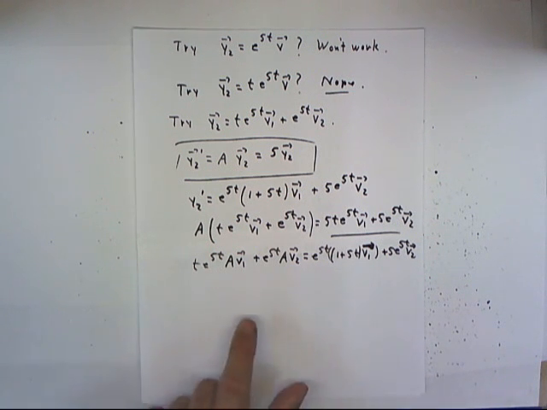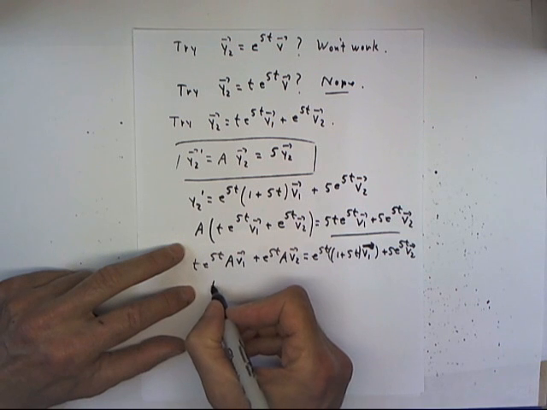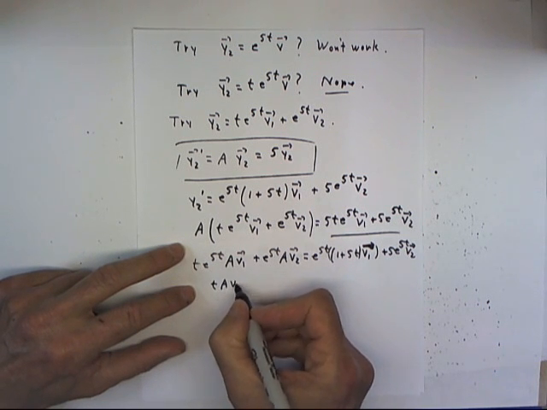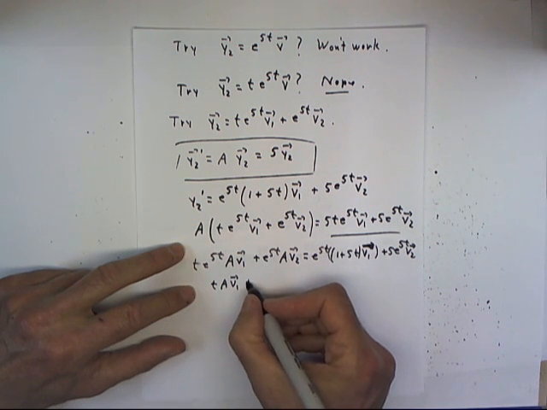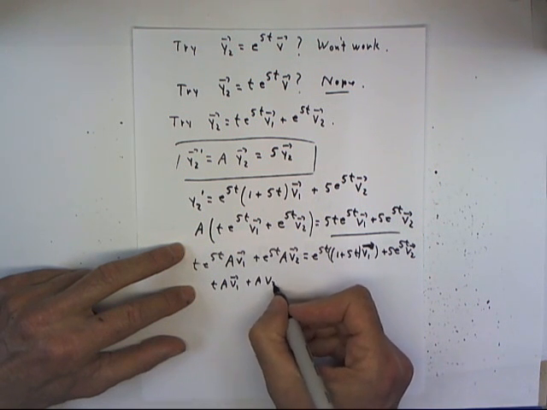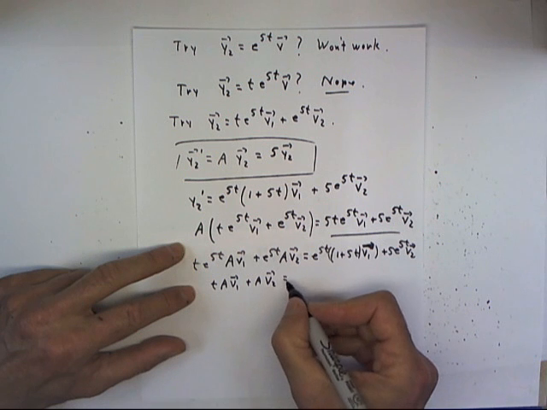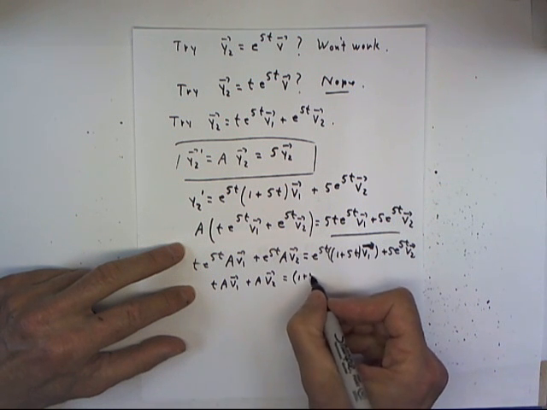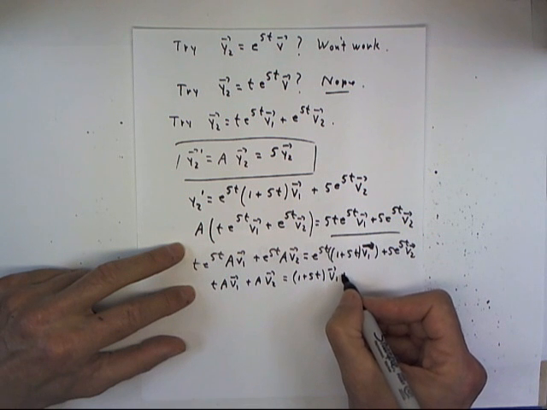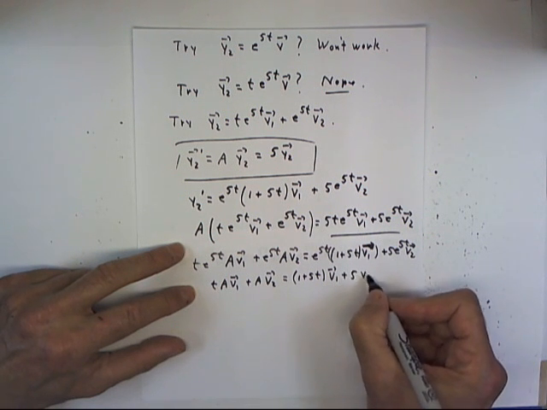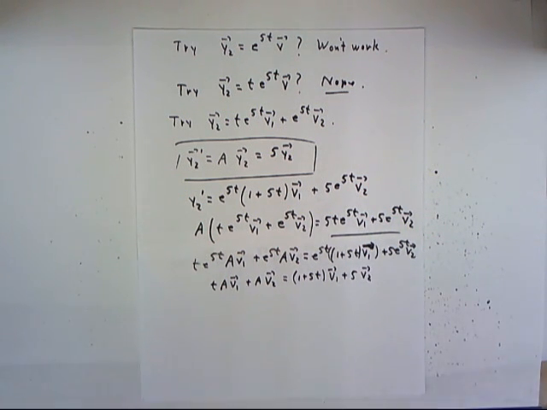Now we have the e to the 5t common to every term, so we can simply write this dividing through by the e to the 5t, which is always non-zero, so that we can safely divide by it. We end up with the equation we see here.